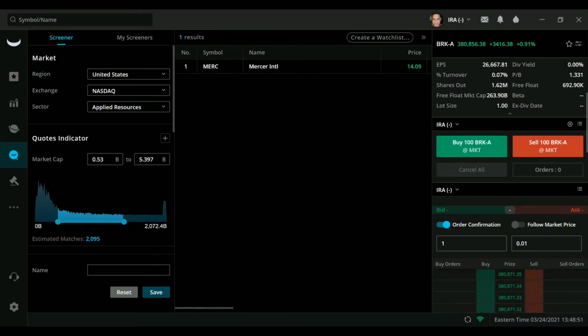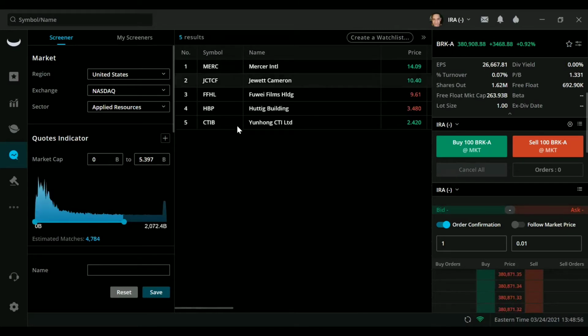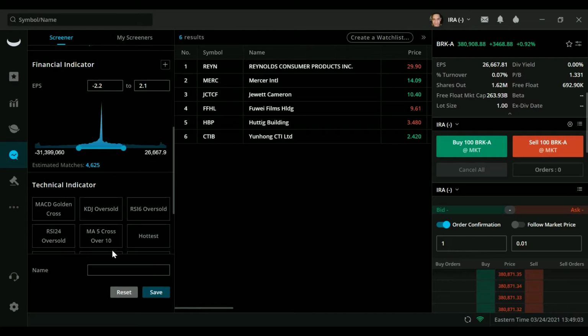I guess you have to have a broader range to see more. There you go. You get 5 stocks. So if you want more, you can just click to the right. I mean, there's plenty to choose from.